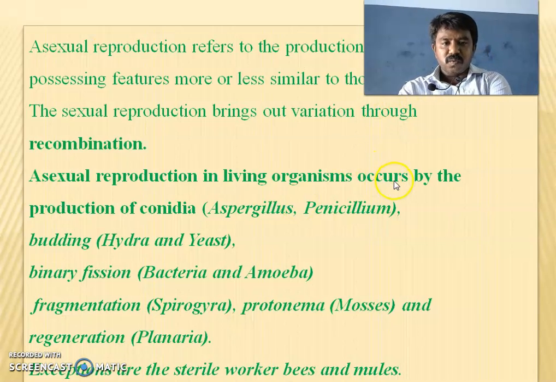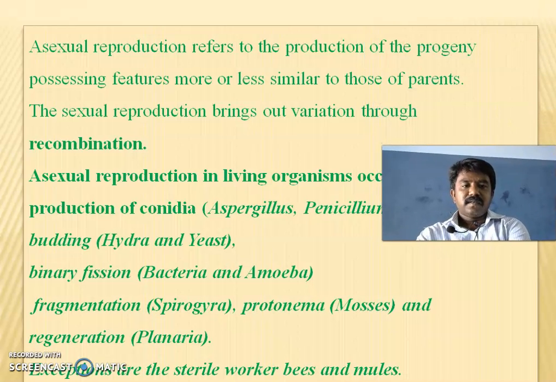Asexual reproduction refers to the production of progeny possessing features more or less similar to those of the parents. Sexual reproduction brings out variation through recombination. Asexual reproduction in living organisms occurs by the production of conidia, Aspergillus and Penicillium; budding, Hydra and yeast; binary fission, bacteria and amoeba; fragmentation, Spirogyra; protonema, mosses; and regeneration, Planaria.